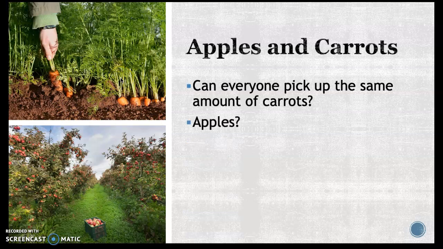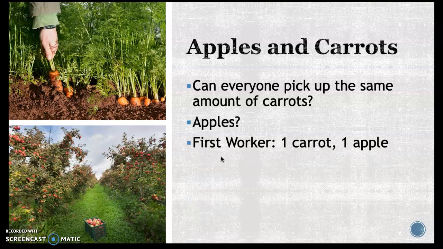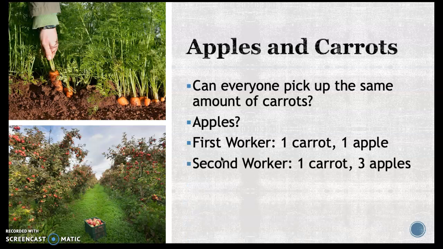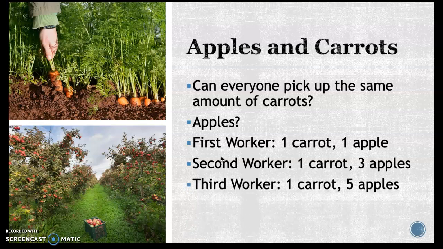Apples, however, are going to be a little bit different. As you can see, apples are grown on trees, and depending on the types of apples and types of trees, generally speaking, if you're taller, you're able to pick more apples. So we're going to assume our first worker can only produce 1 carrot and 1 apple. Our second worker can do 1 carrot and 3 apples. And our third worker can pick 1 carrot and 5 apples.